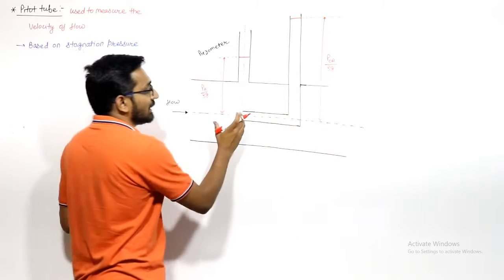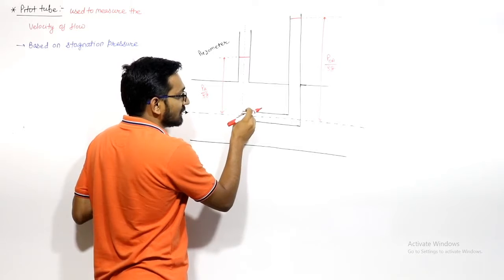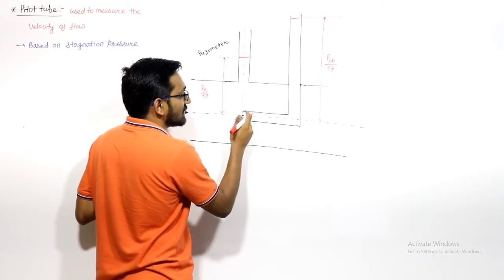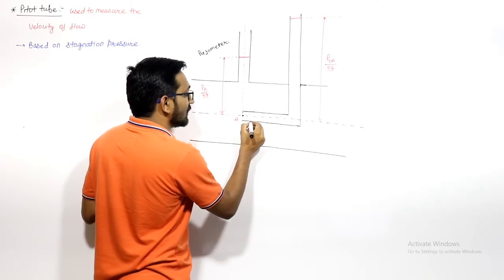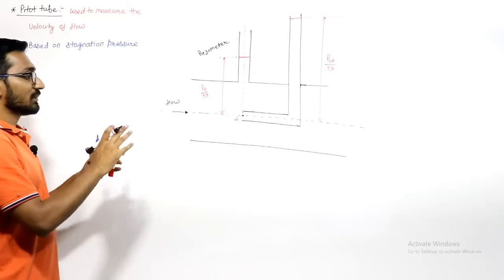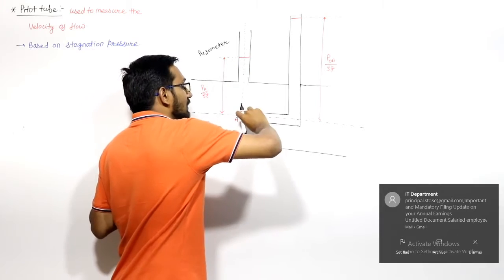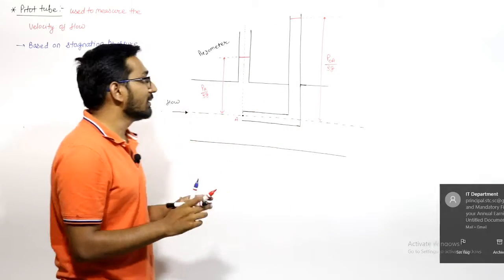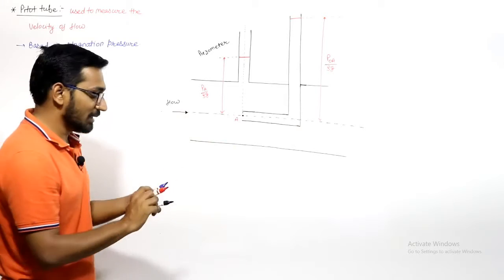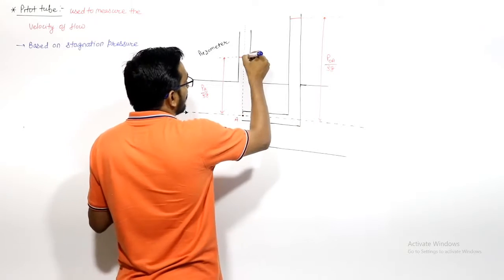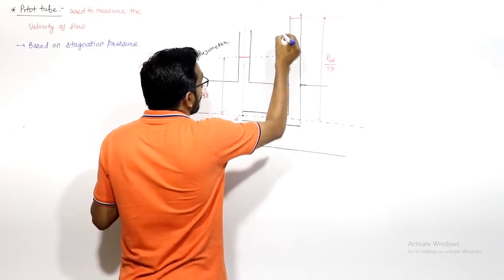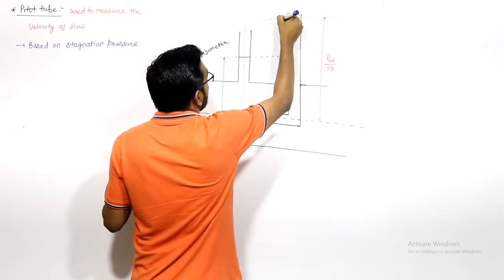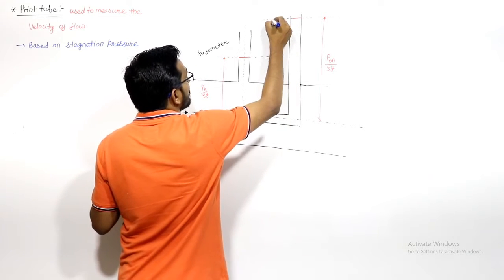If I take this point A, one point is just outside this section and one point is just at the entry of this section, very near points. This reading is P naught A divided by rho g, and you know very well that this difference in the reading is because of the dynamic head.